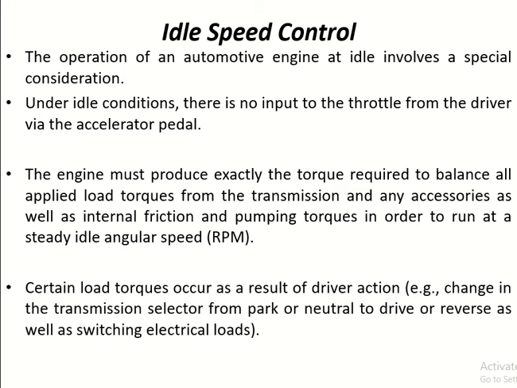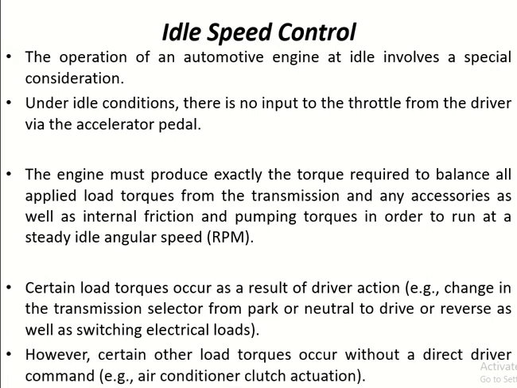Certain load torques occur as a result of driver action. For example, change in the transmission selector from park or neutral to drive or reverse, as well as switching electrical loads. However, certain other load torques occur without a direct driver command. Example, air conditioner clutch actuation.